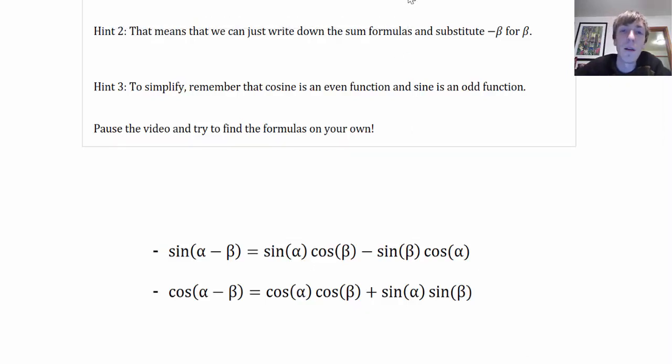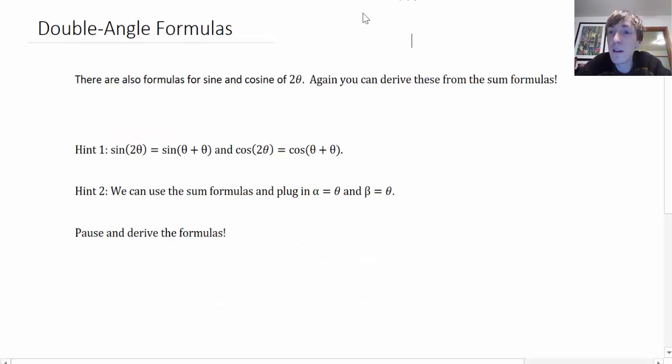Okay, let's take a look at the last formulas for today. These are called the double angle formulas. So this is what happens when you want to take sine of twice an angle or cosine of twice an angle. And again, you know something about sine or cosine for the original angle. All right, so once again, there's formulas for this, for sine of 2 theta and for cosine of 2 theta. And you can derive these from the sum formulas.